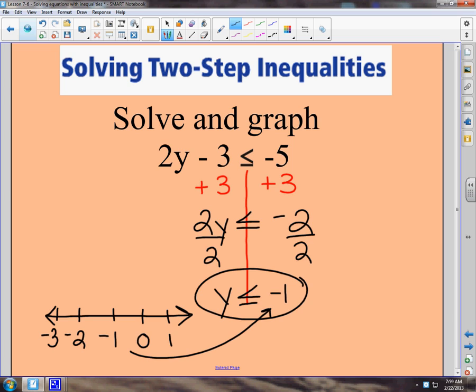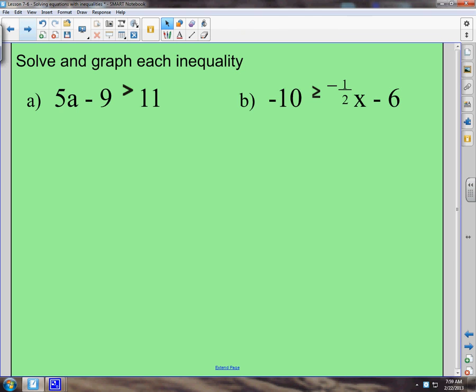So then, there, my graph is done. It doesn't have to be perfect. It just has to be enough information so I can tell what my answer is. So now, I go to -1. I make it a filled-in circle, and it's everything less than or equal to -1. All right, so try these two, and then we'll go over.